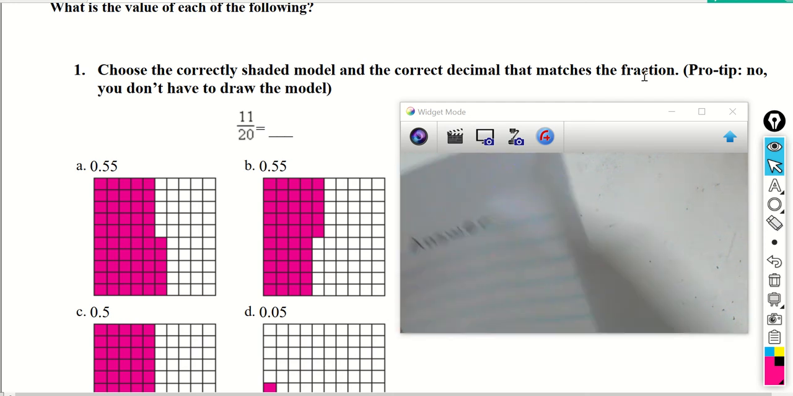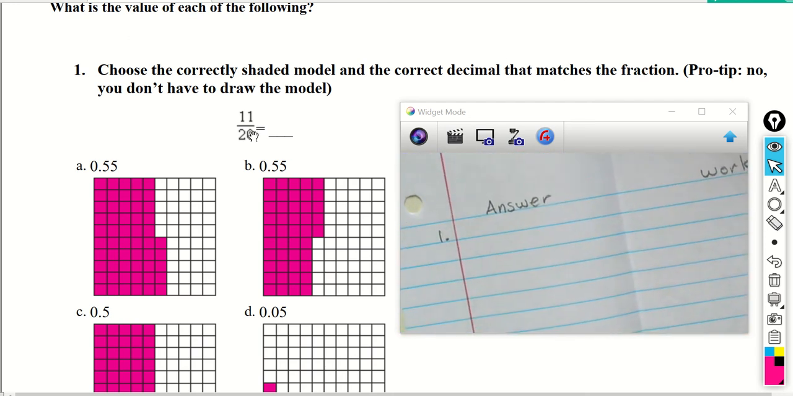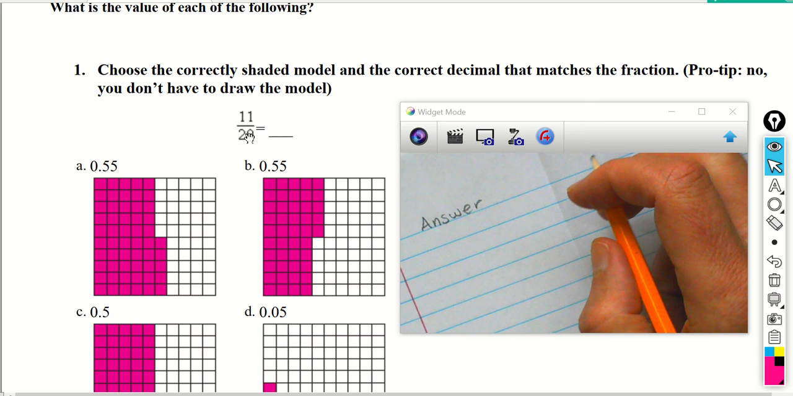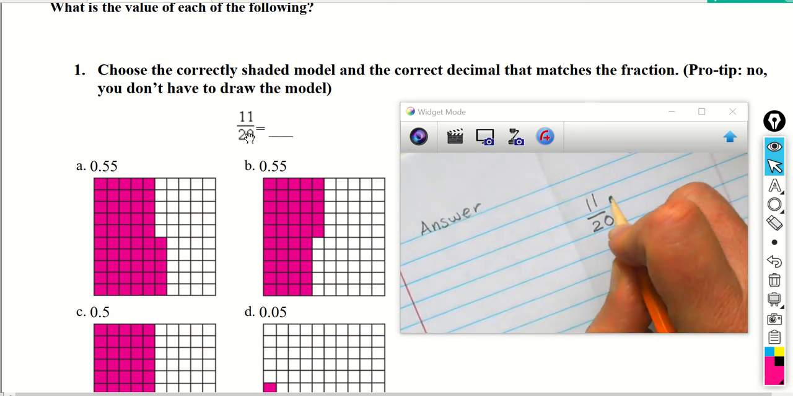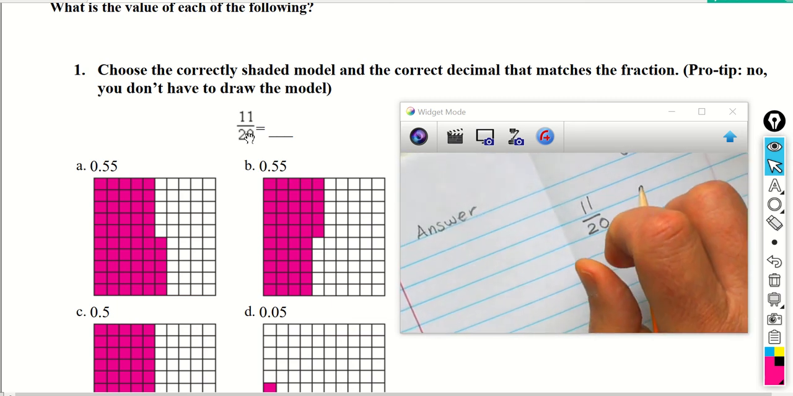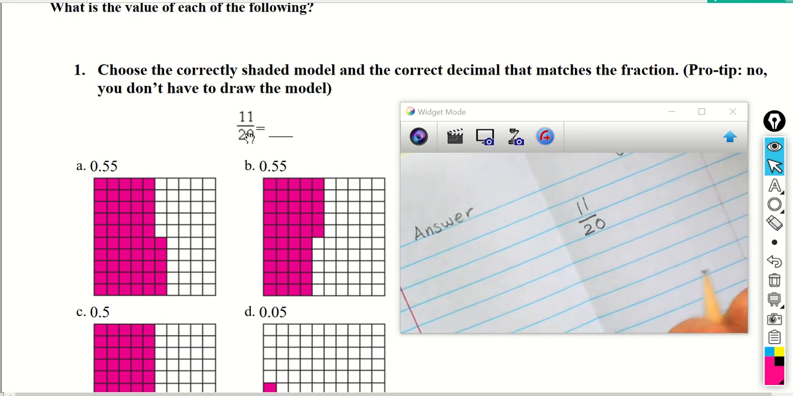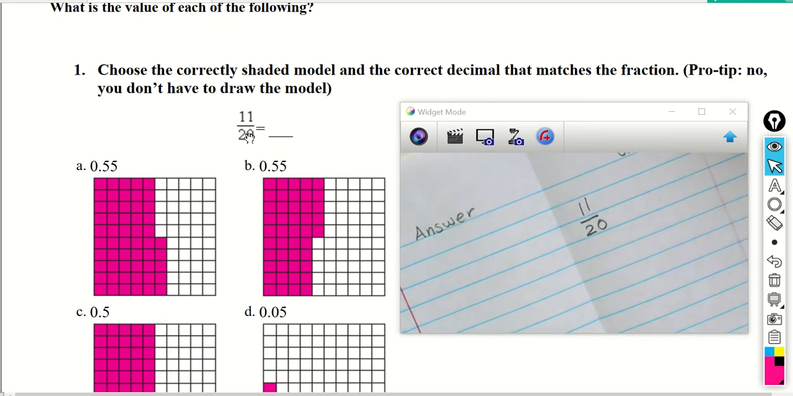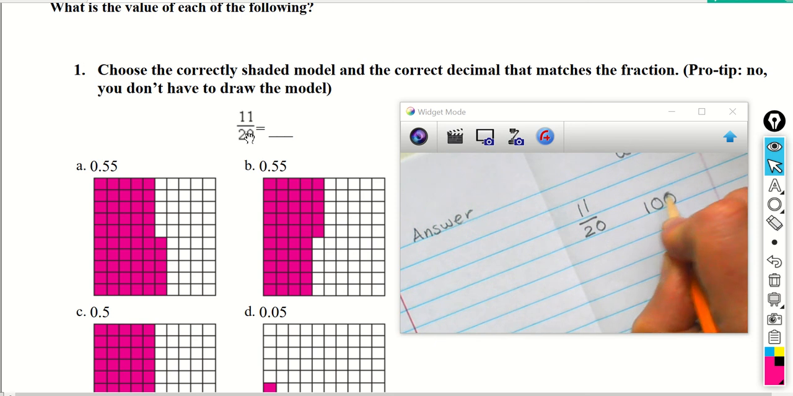And normally I can't just go and straight put that. What am I going to do here? It's not 10, it's not 100, it's not 1,000. Oh, I know what I'll do. I can convert that 11/20 into a fraction that has 100 as a denominator. And because it's got 100 as a denominator, then I can see how that relates as a decimal. So I'm going to do that right now. I'm going to just go ahead and write 100 as the denominator.